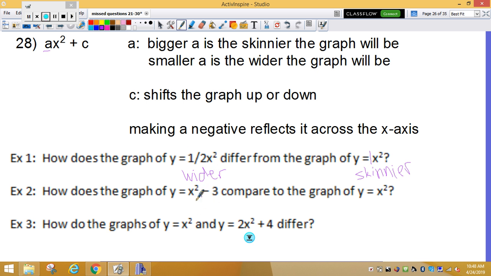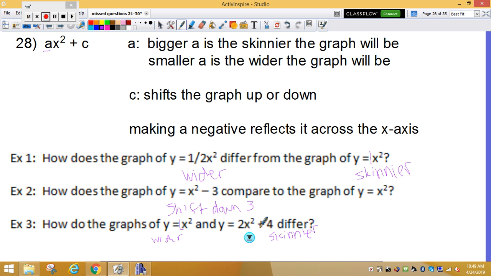Now what's different here? This is a -3 and this doesn't have anything. The number at the end shifts it. So if it's at the end, it's going to shift it. Since it's a minus, it's going to shift it down, and it's going to shift it down 3. All right, so again, let's talk about skinny or wide. This is a 1, and this is a 2. So this one would be wider, because 1 is smaller. This one would be skinnier, because 2 is bigger.